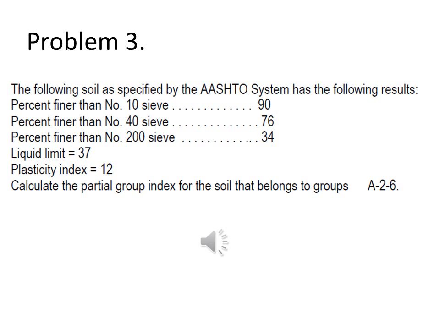The following soil, as specified by the AASHTO system, has the following results. Percent finer, number 10 sieve: 90. Percent finer, number 40 sieve: 76. Percent finer than number 200 sieve: 34. Liquid limit equals 37. Plasticity index equals 12. Calculate the partial group index for the soil that belongs to group A-2-6.